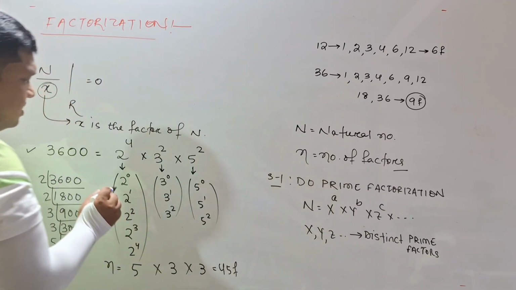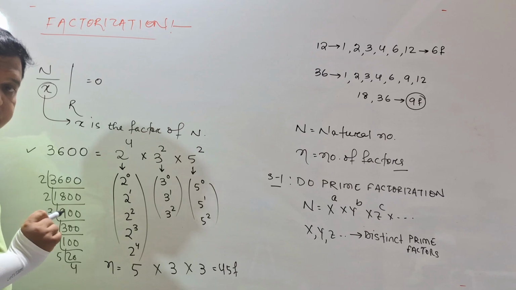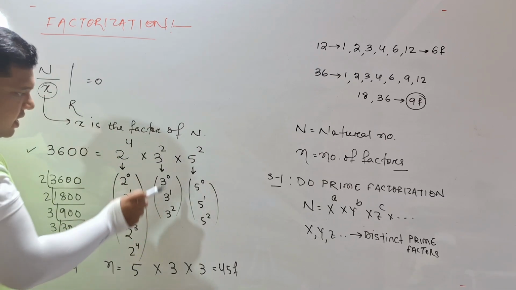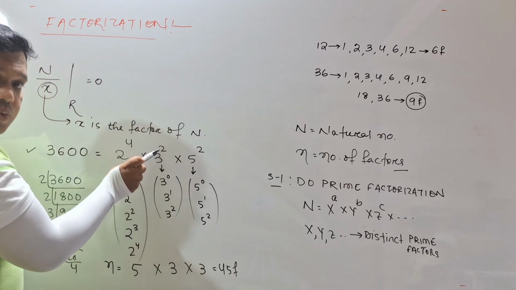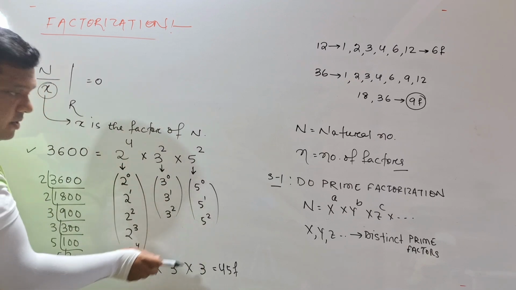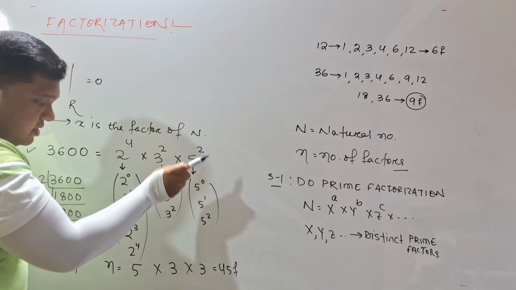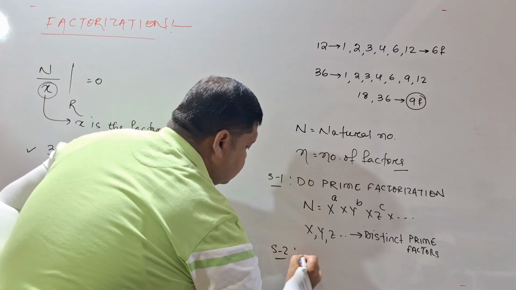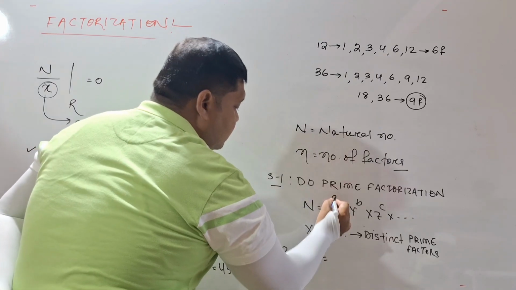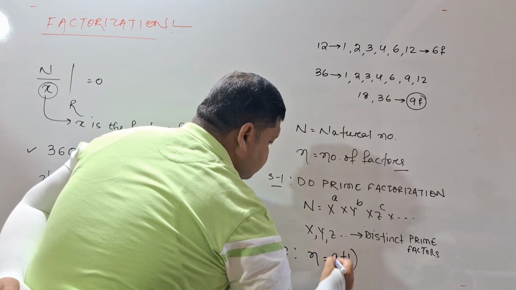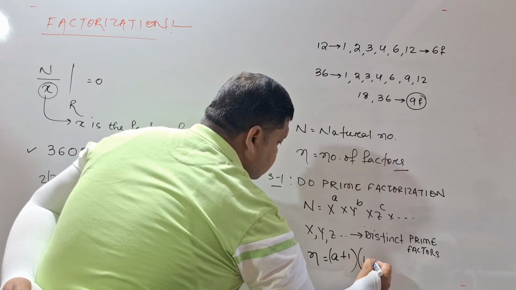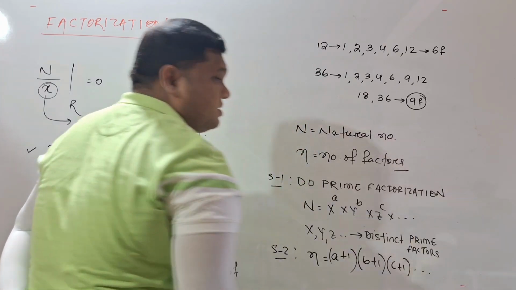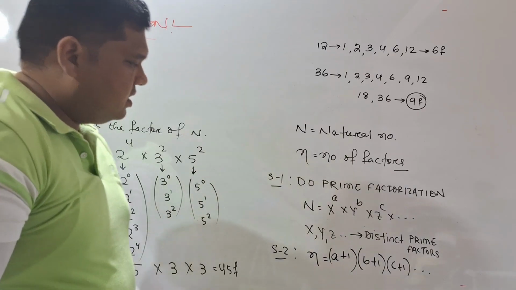Now the observation. After doing prime factorization, here the power is 4. 4 plus 1 is 5. Here the power of 3 square is 2. 2 plus 1 is 3. The power of 5 square is 2. 2 plus 1 is 3. So can I say, step number 2, the number of factors n is equal to: here a plus 1, here b, so b plus 1, similarly c plus 1 and so on. If more prime factors are there with some powers, you have to write in this way.